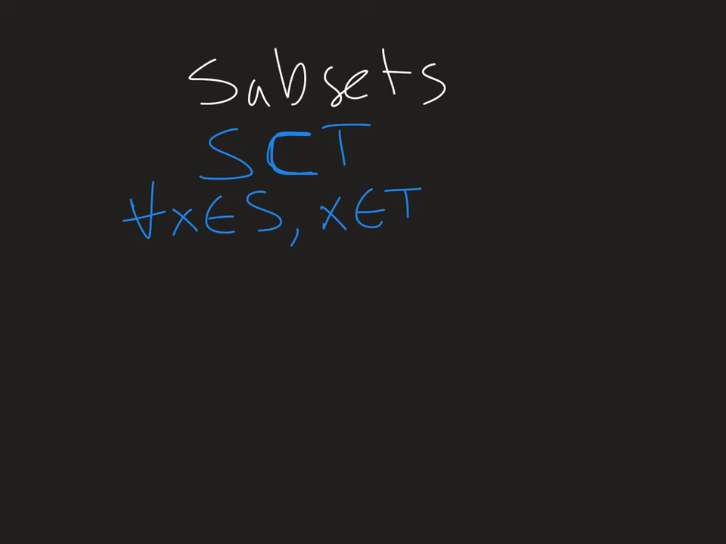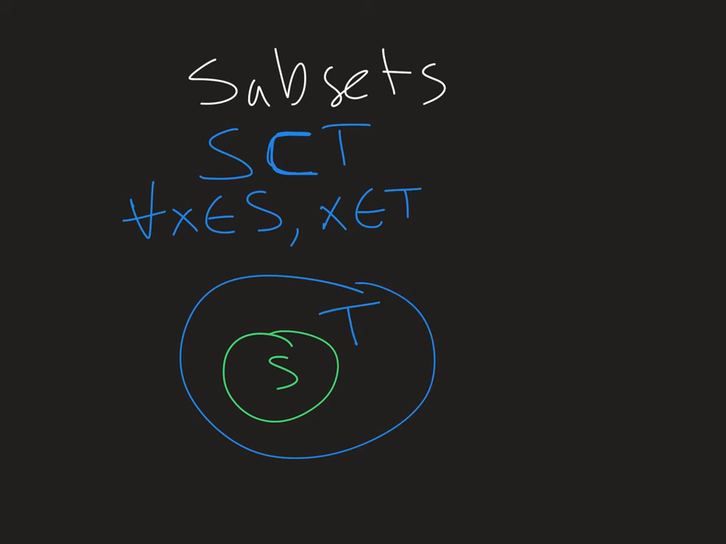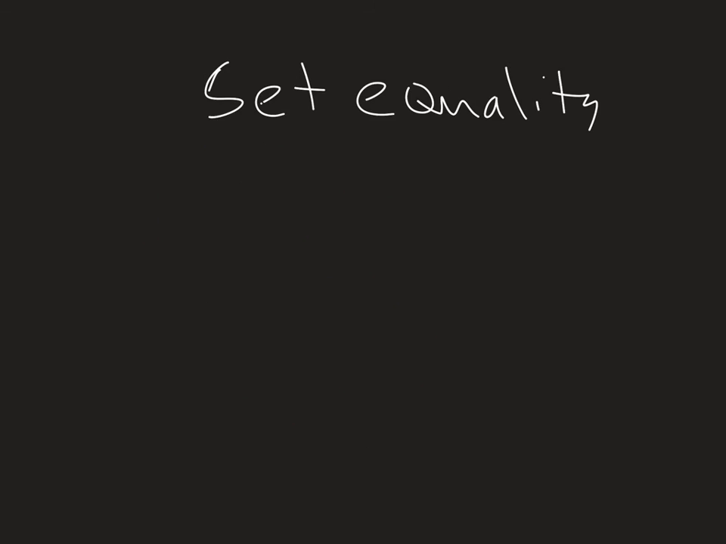And on a Venn diagram, what that would look like is you'd have set S, and then set T would contain it completely. So this would be if, for example, S was all multiples of 4, and T was all multiples of 2. S is a subset of T. Every multiple of 4 is also a multiple of 2. So that's just kind of a quick note. Subsets, they're worth talking about. They do pop up from time to time, and it's worth taking a second to talk about them.